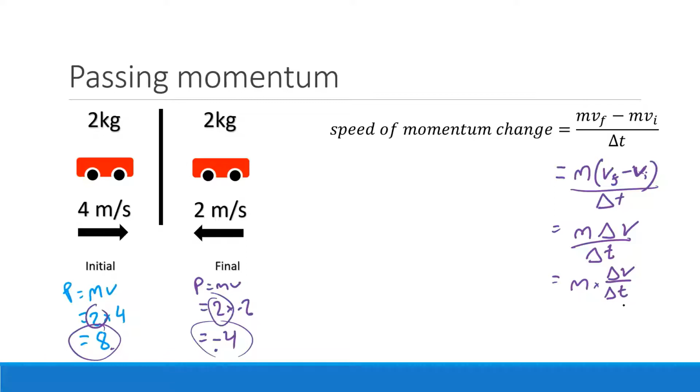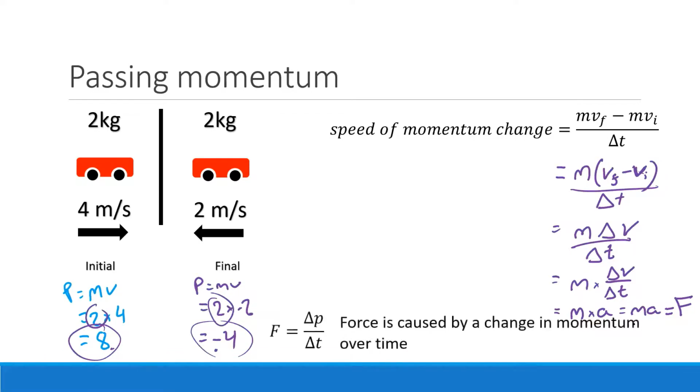Actually, delta v over delta t is a change in velocity over time. A change in velocity over time, that's just going to be m times a, or ma. Now, mass times acceleration. So this is the speed of the momentum change. Mass times acceleration, we already know what that equals. Mass times acceleration is actually equal to force. And that brings us to our new idea, and this is leading up to our idea of impulse.